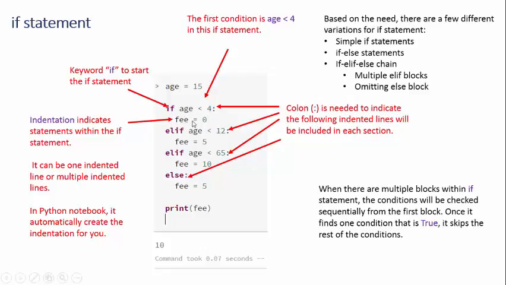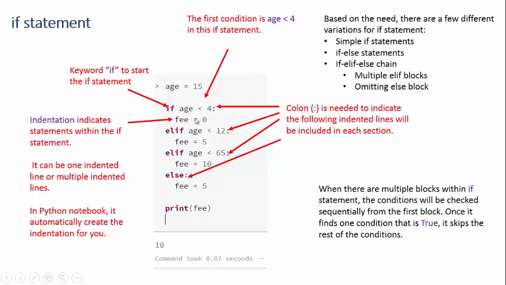In the if statement, we can see there's a keyword if to start the statement, and there is a condition that we need to evaluate as true or false. And there's a colon here to indicate that the following indented lines will be included as the procedure. It's very similar to the for statement that we learned last week. When there's an if statement, we need an indentation to indicate the statements within it.